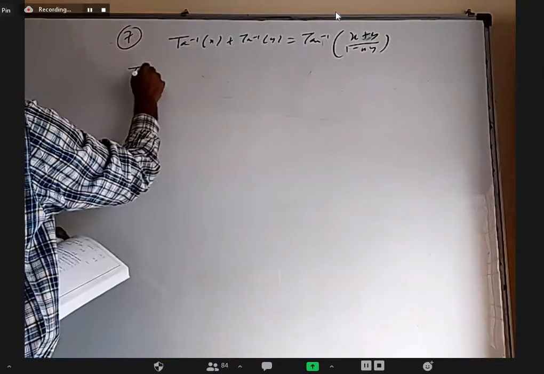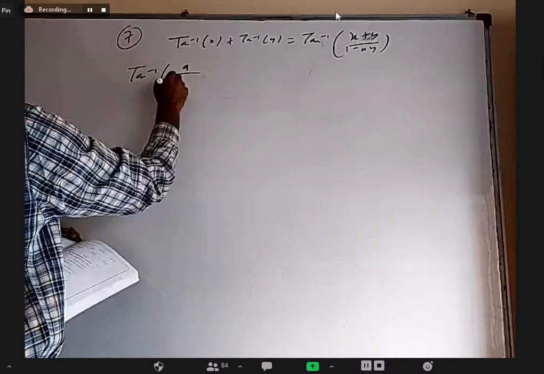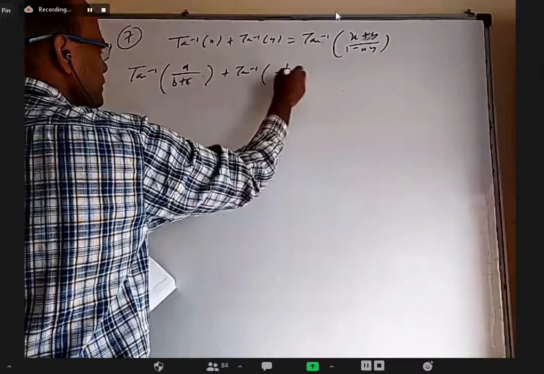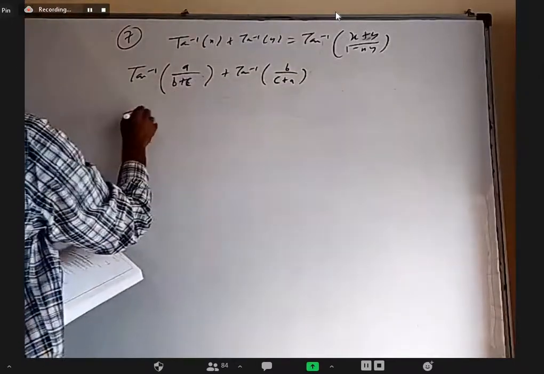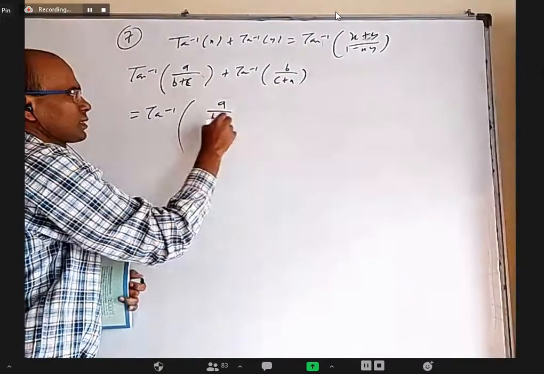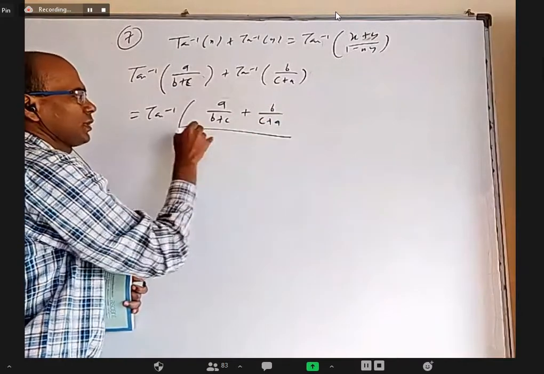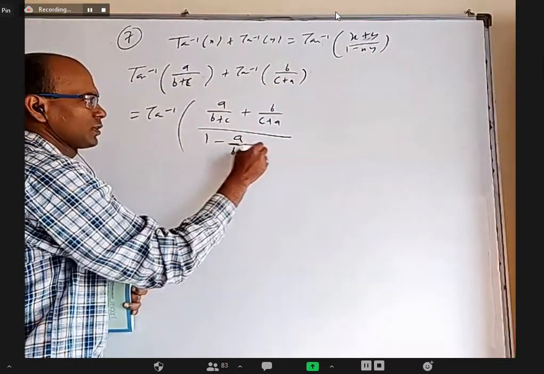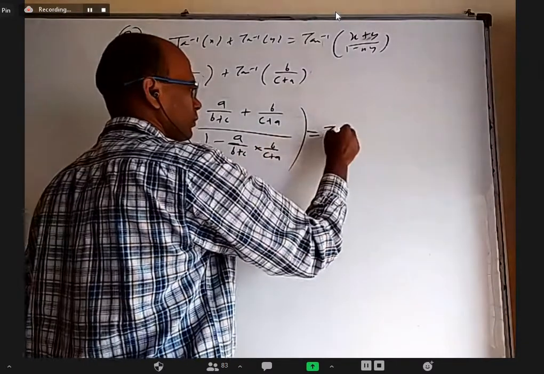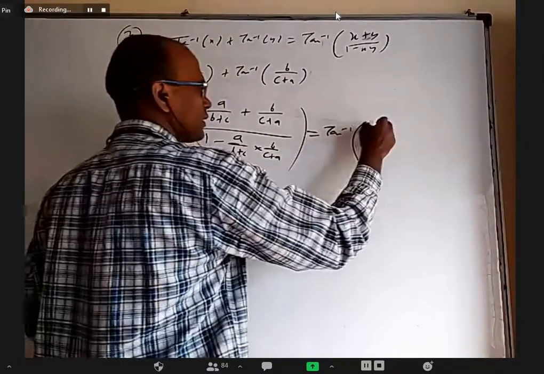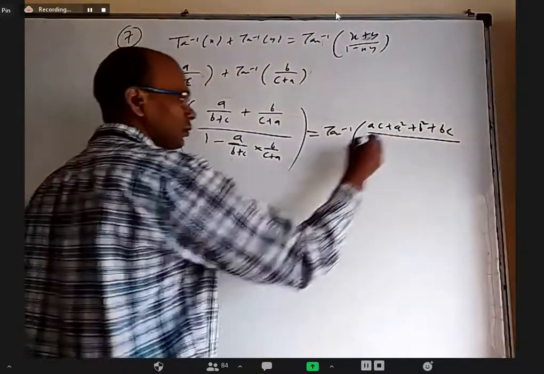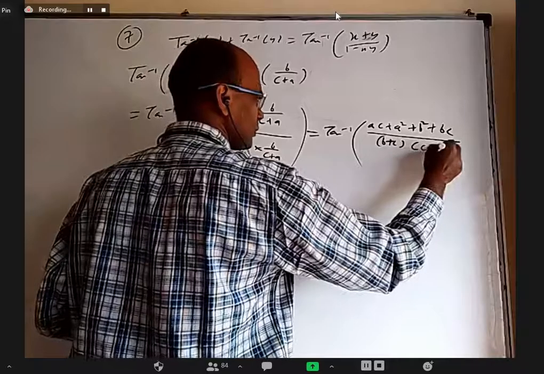In the same way here, tan inverse a by b plus c plus tan inverse b by c plus a is tan inverse of a by b plus c plus b by c plus a, by 1 minus a by b plus c into b by c plus a. When I expand, I'll get the numerator ac plus a square plus b square plus bc, by b plus c into c plus a.